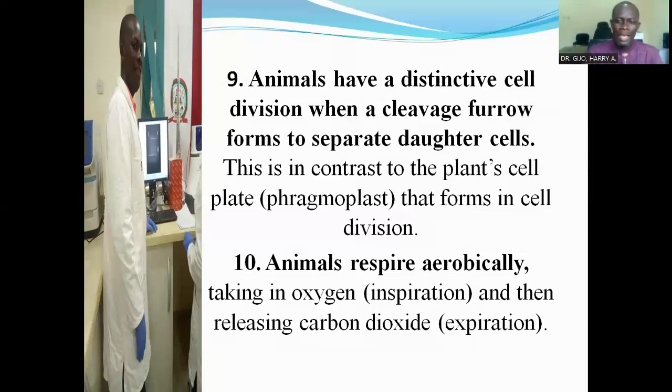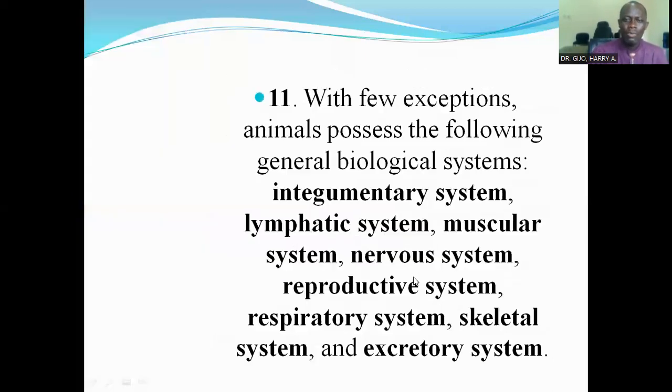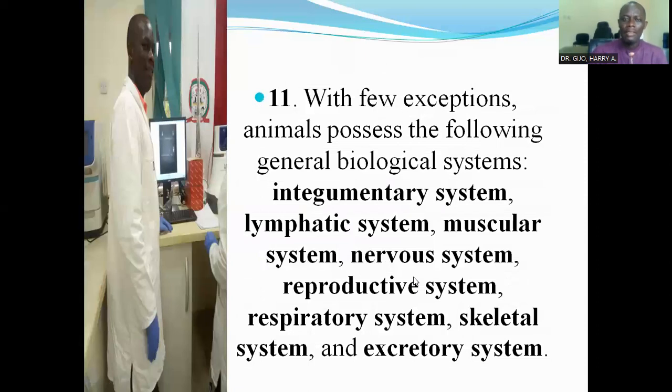Animals respire aerobically. They breathe in oxygen, which is inspiration, and release carbon dioxide during expiration. We breathe in oxygen to carry out oxidative metabolism, and carbon dioxide is released as a byproduct, which we breathe out, and that in turn is used by plants. The carbon dioxide is utilized by plants to carry out photosynthesis.